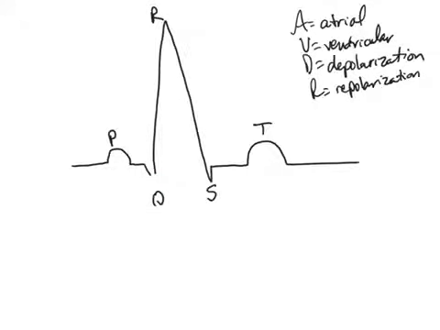So when we look at what each peak represents, this small inflection P is going to be atrial depolarization. Within QRS is atrial repolarization, as well as ventricular depolarization. And finally, the T wave is ventricular repolarization. So remember, when we look at depolarization, that'll result in contraction.